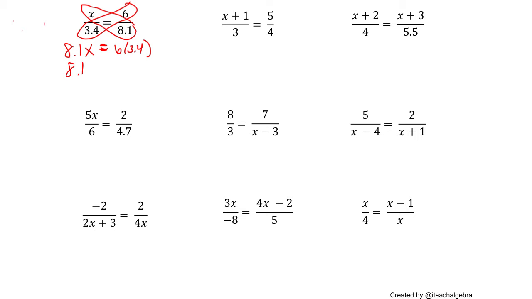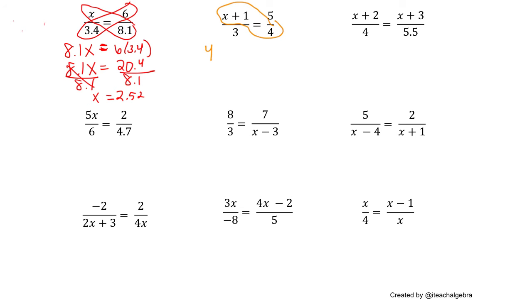So let's multiply. 8.1x is going to equal 20.4, I believe, if my math's right. I can divide both sides by 8.1 to get x alone. And I get x is about 2.52. You know how I feel about decimals. When you have decimals in the fractions, just go ahead and leave them as decimals. We'll do this first row together, and then you're going to work on your own.